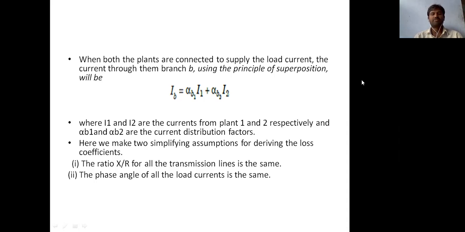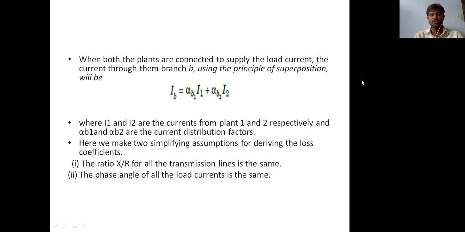Assumptions. In this derivation, we make two simplifying assumptions to derive the loss coefficients. First, the X by R ratio, that is reactance by resistance, must be the same for all transmission lines. Second, all the load currents have the same phase angle. So here alpha B1, I1 and I2 are the branch currents, and the phase angle of all the branch currents must be the same.